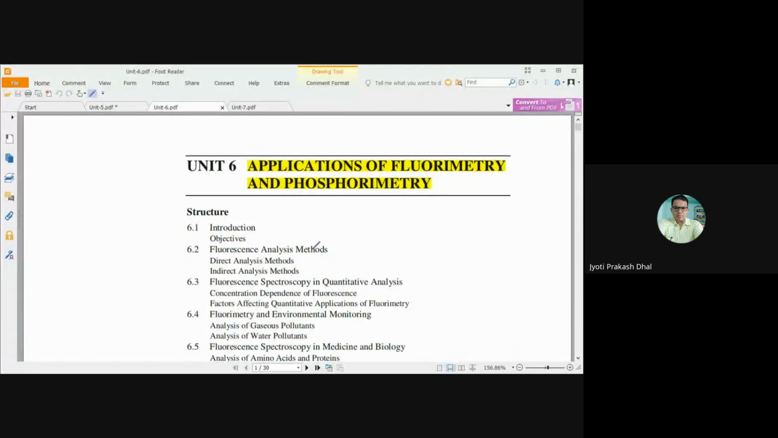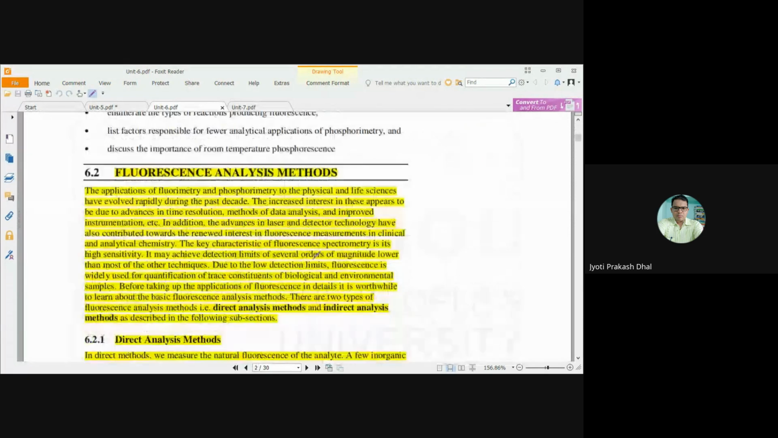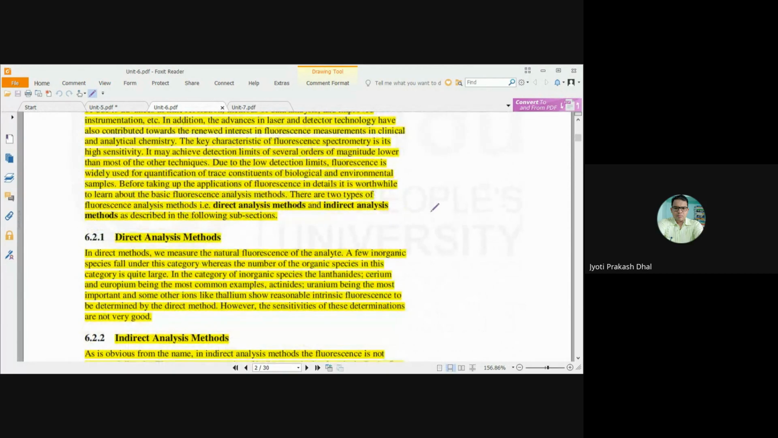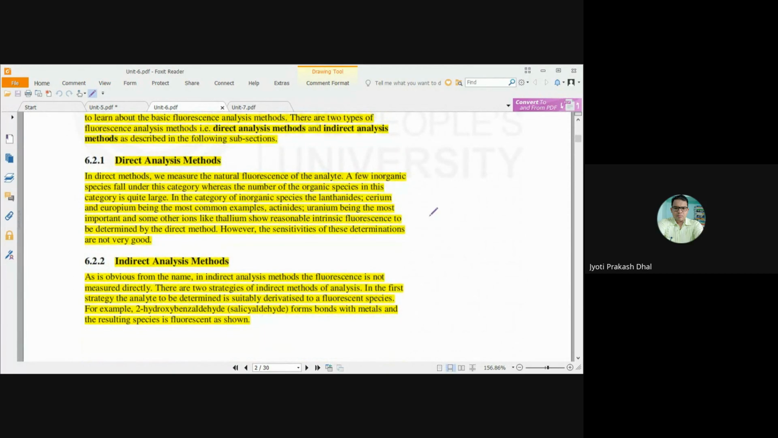The next chapter is applications of fluorimetry and phosphorimetry. The first one is fluorescence analysis methods. Here we will discuss the direct analysis method and the indirect analysis method. In the direct analysis method, we measure the natural fluorescence of the analyte. A few inorganic species fall under this category. That means the molecule should be naturally fluorescent.